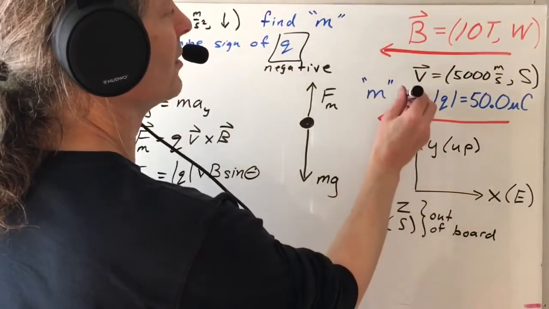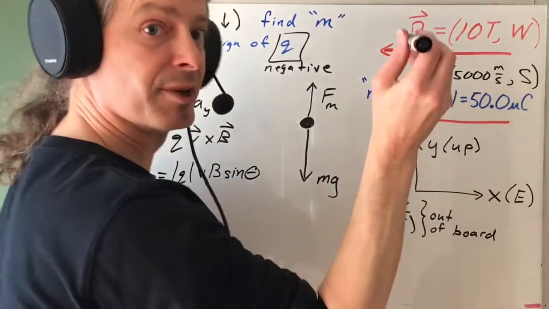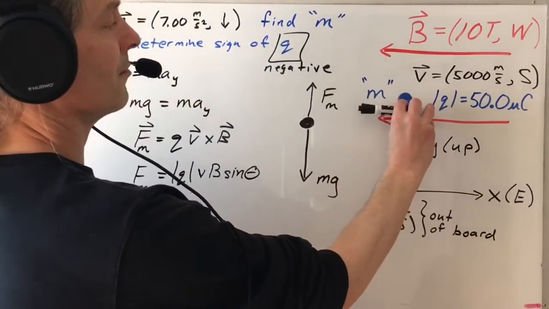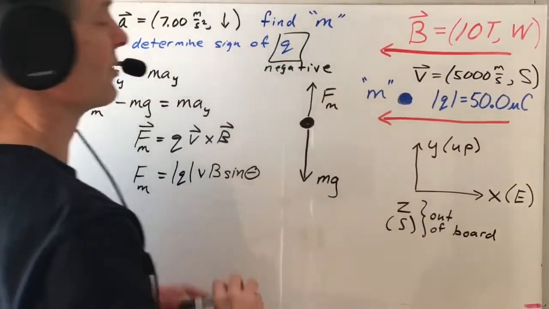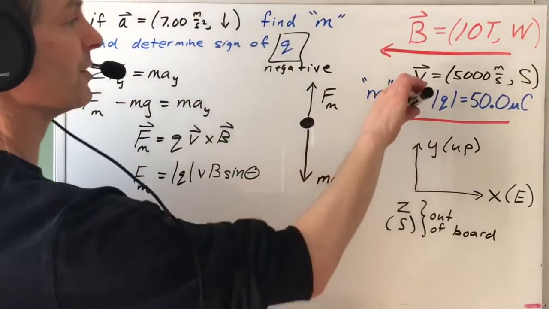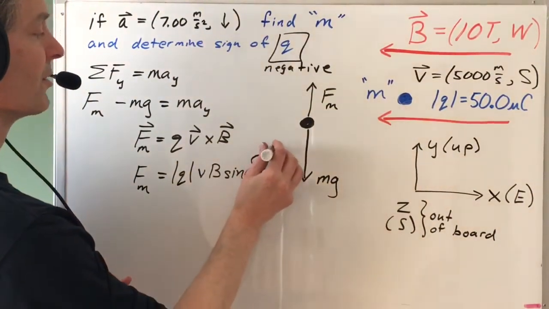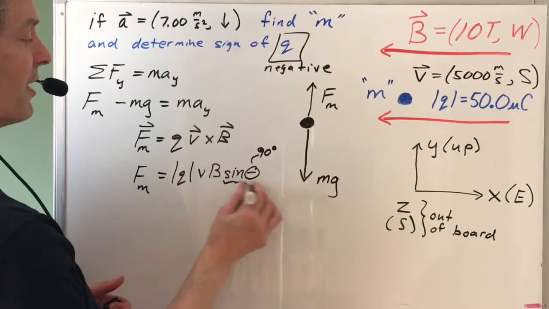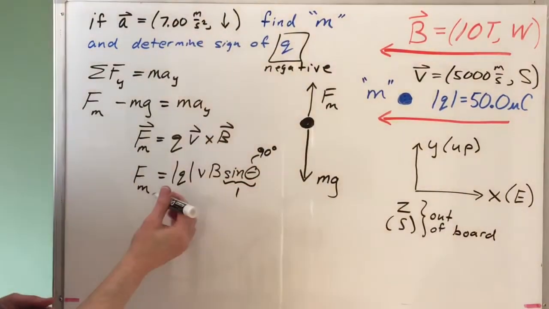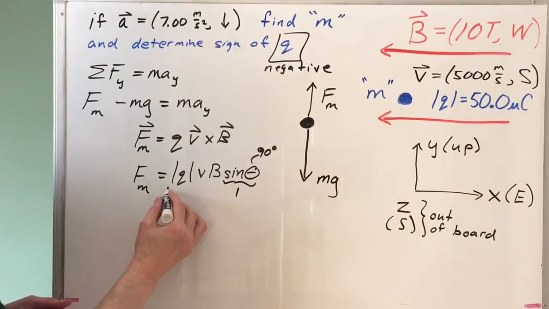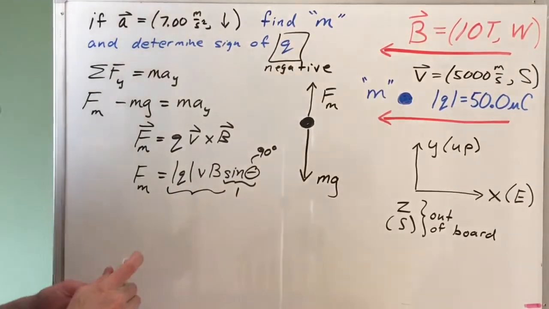The velocity of this charged particle is coming out of the page. The magnetic field is to the left. There's a 90-degree angle there between this and this. So we have sine of 90 degrees. Sine of 90 degrees is 1. And so the magnitude of the magnetic force will just be absolute value Q VB in this case.